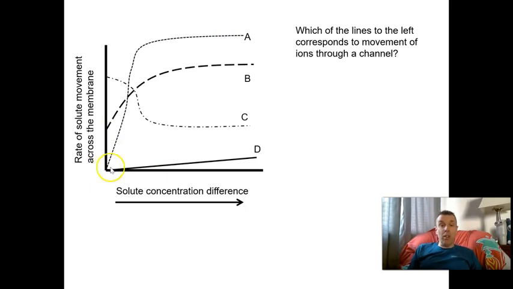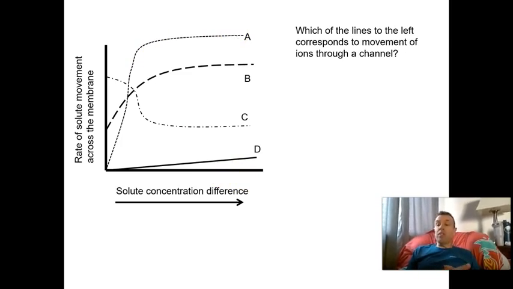And you can see that when you have a concentration difference, if you open the channel, it's going to move pretty rapidly across it. Now, what I want to ask you here is, why do we get this plateau? Why do you think we get a plateau at the top here, where even though we're increasing the concentration difference, we're not really increasing the rate of flow across the membrane?